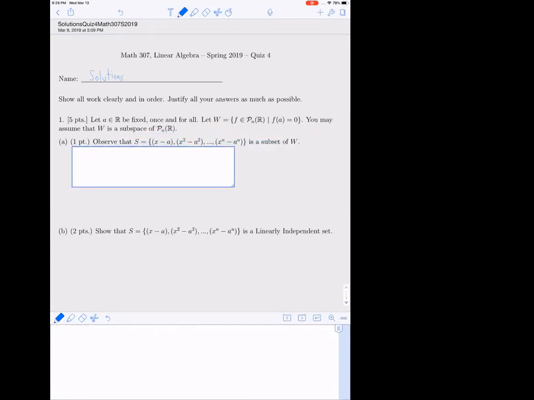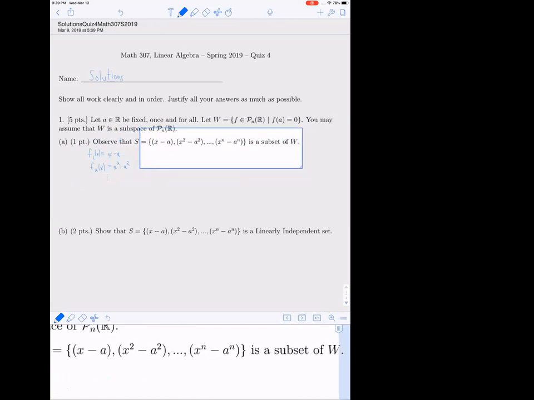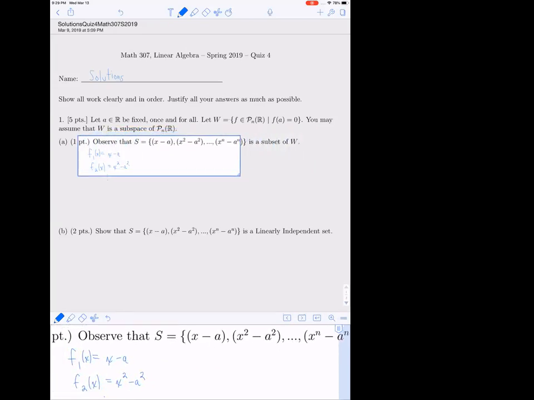So what does that mean? That means that if we look at each of the items in S, I'm going to call the first one, for instance, F1. F1 of x is x minus a, and I'll call F2 of x the second thing from S, x squared minus a squared, and so on. Well, these are the things in S, and to be a subset of W means that the things in S are also in W. Everything in S is also in W. All right, so here's a thing in S, F1 of x, namely this polynomial, x minus a.